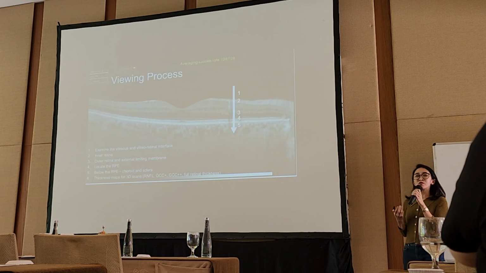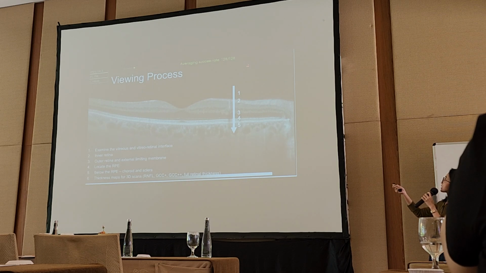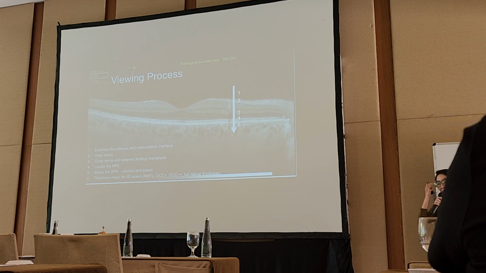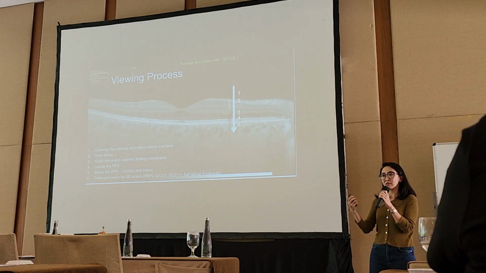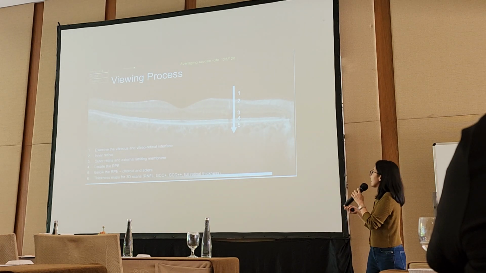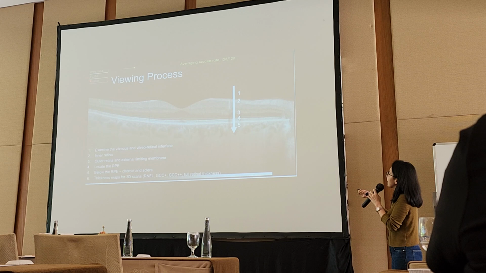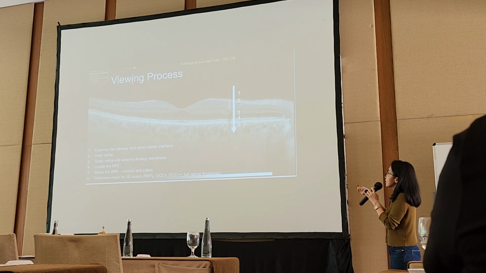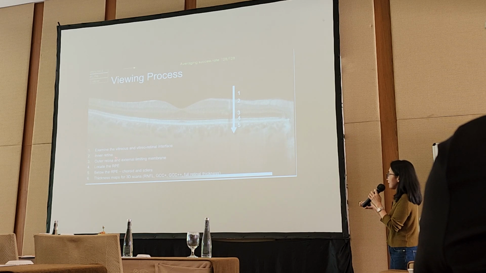So if we see an OCT image, the viewing process is from the vitreous cavity through the RPE. So maybe if you have a training or some doctors ask you about how to read an OCT, right? You can say that whether the vitreous is normal, whether the inner retina have any problems, and then you go to outer retina and locate the RPE.